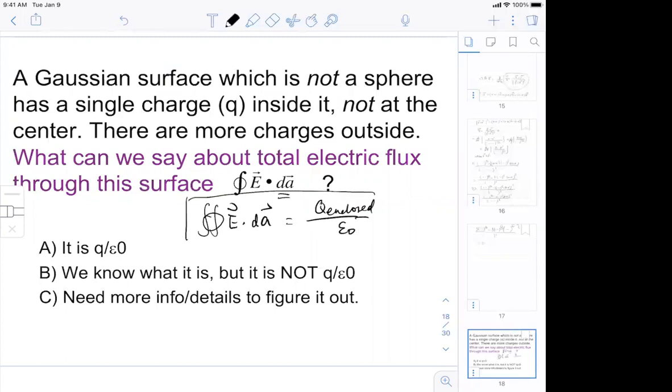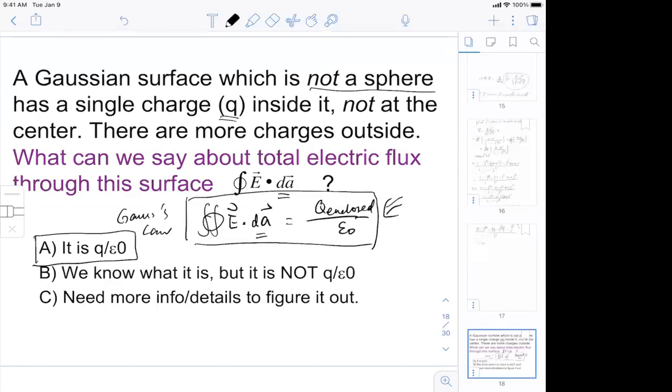That is Gauss's law. And Q enclosed is enclosed by this area, the closed surface. So in this case, it is telling us a Gaussian surface, which is not a sphere, has a single charge in it. By looking at this, realize that it doesn't really specify what the shape of your surface has to be. It can be any kind of shape, as long as you enclose that amount of charge, you're going to get Q over epsilon naught. So A is the correct answer.